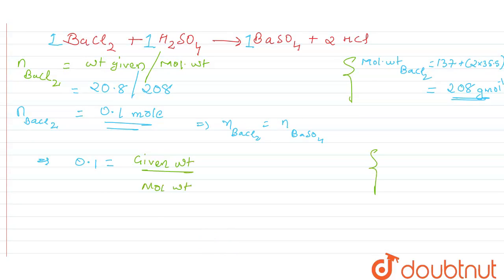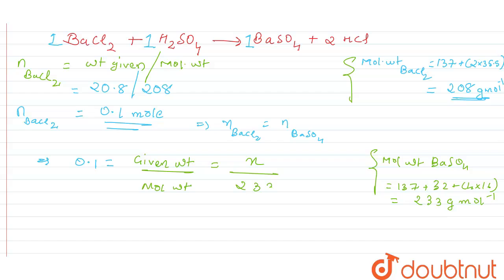Similarly, calculating the molecular weight for barium sulfate, this will be equal to how much? First of all, 137 of barium plus sulfur is 32 plus 4 into 16, which gives you the value as 233 gram per mole. We can substitute the value over here and write down, let the given weight be X, that is the amount which we need to find out, divided by 233.